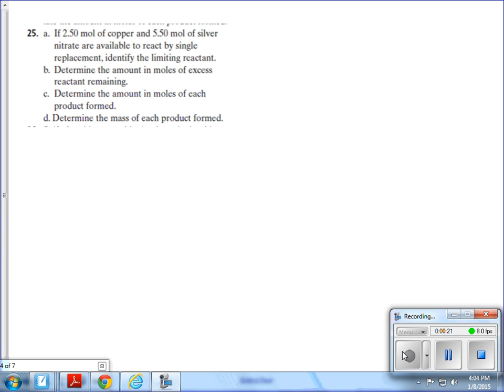We have to be given two values in our problem. So far all the problems we've worked out, they've only given us one number, and from that one number we could convert it to different units of different compounds. With limiting reactants, they have to give us two values, and if you look at problem 25, they give you 2.5 moles of copper and 5.5 moles of silver. So in any limiting reactant problem, the first thing you have to do is convert both values of moles to moles of product.